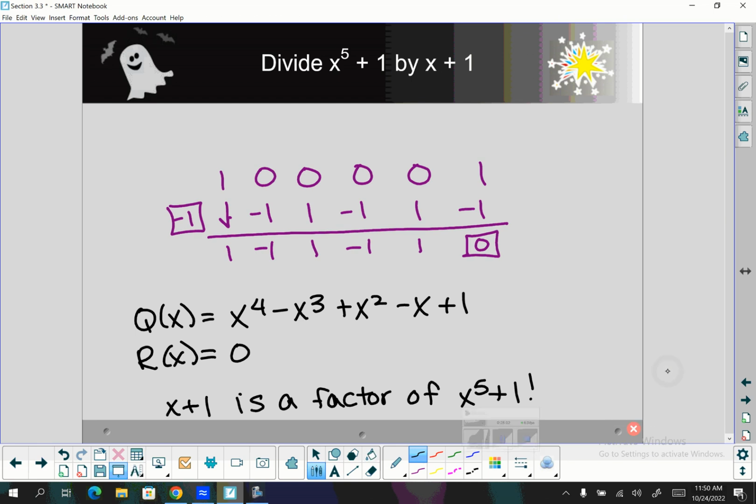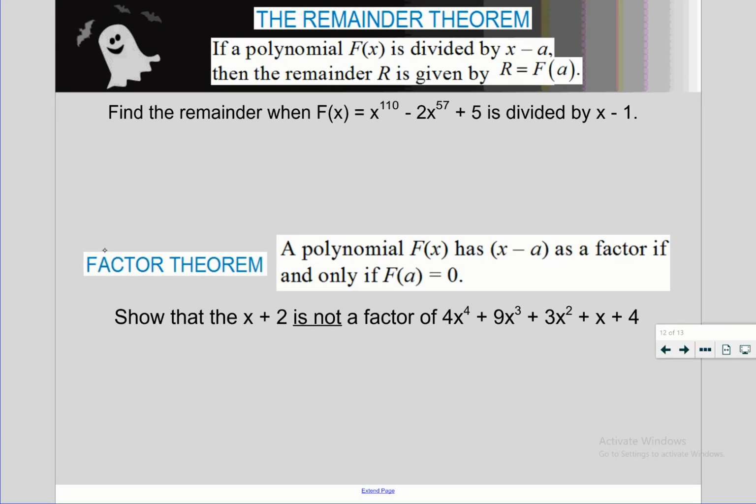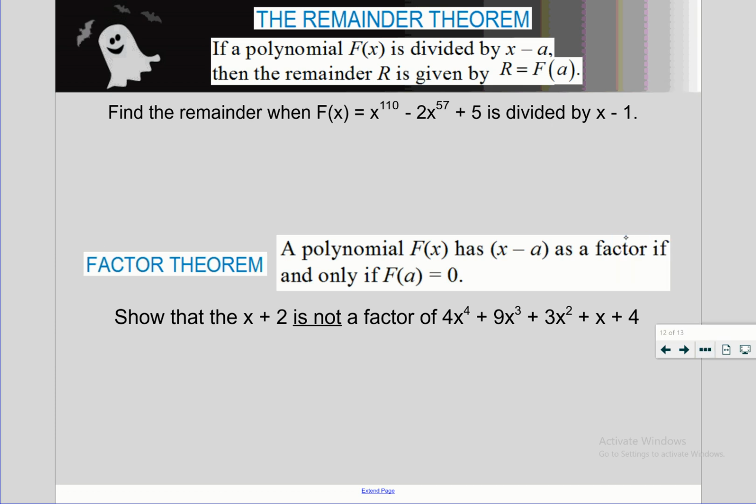Last slide I have for you is we usually use these two theorems hand in hand. It's the remainder and the factor theorem. So the remainder theorem says if I have a polynomial that I want to divide by x minus a, and all I care about is the remainder, if I don't care about the quotient, if I just want to look at that remainder and decide is it a factor or not, because that remainder tells me a lot, instead of doing the whole division, we can just plug a into the function to get out the remainder, okay?